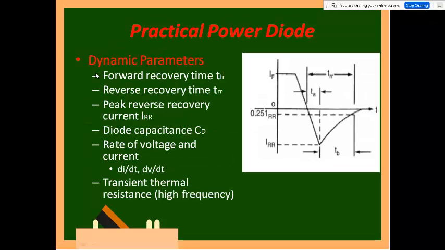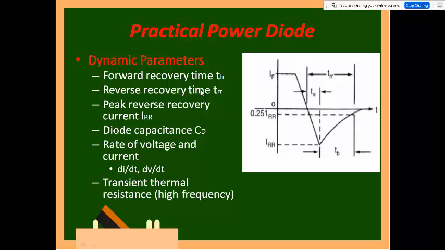When you go for dynamic parameters, first is forward recovery time. Forward recovery time is nothing but: previously the diode was in reverse bias, and if I am bringing it from reverse bias to forward bias, what is the time taken? That we call forward recovery time.